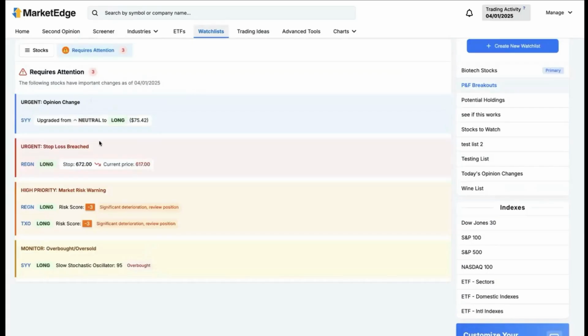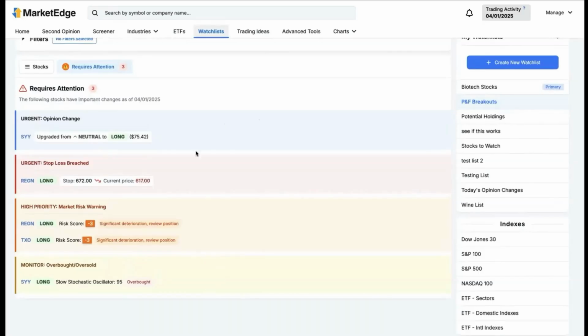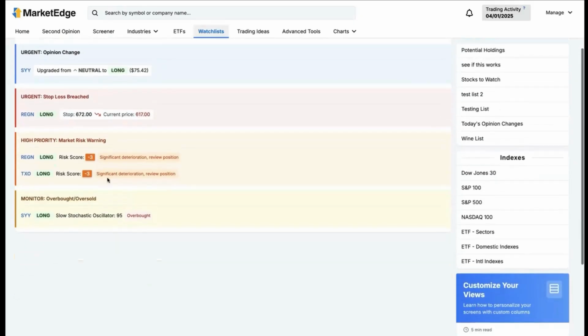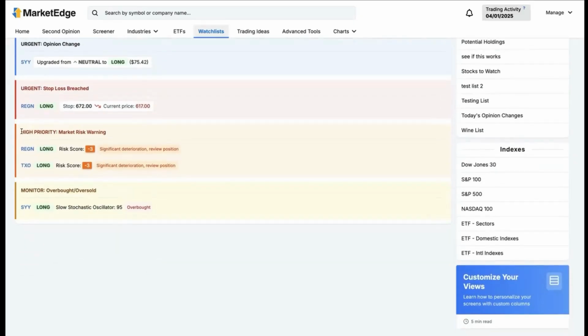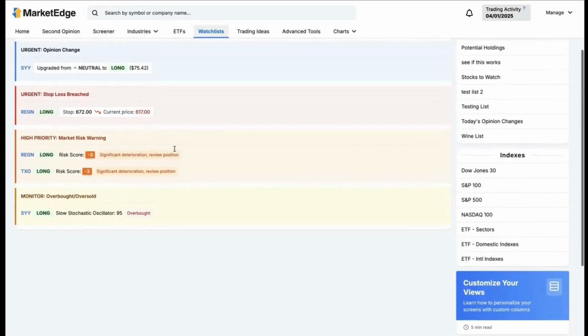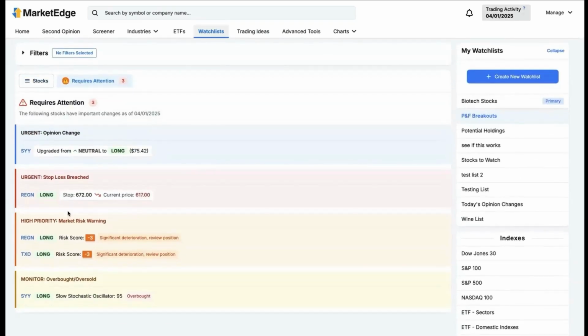Let's look at one more example. So now I go to PNF breakouts. This shows me stocks. So we have our opinion changes. We have our stop loss breached. It's a long. The stop is 672. The current price is 617. It breached stop. We also show market risk warnings on requires attention. So if the score of this long is -3, that means significant deterioration. You should review your position, etc. Here's another long. Its slow stochastic oscillator is 95. We consider that overbought. It's just something to bring to your attention.